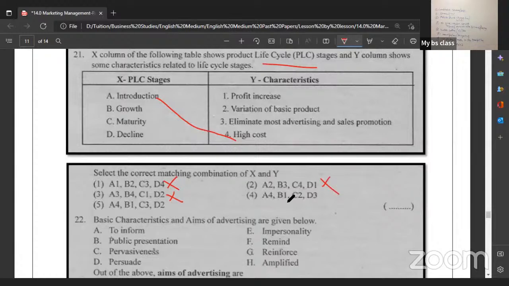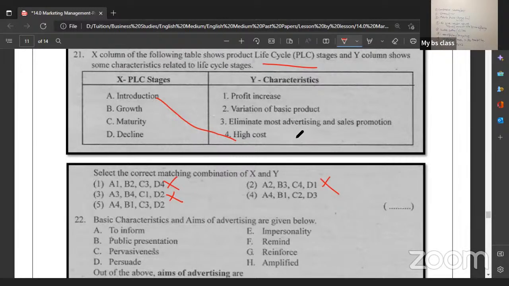Maturity stage, do you make variations, or eliminate most advertising and sales promotion? Now in decline, there's no point that you keep advertising and doing the promotion. So you just try to eliminate that. So D for 3 should be there.